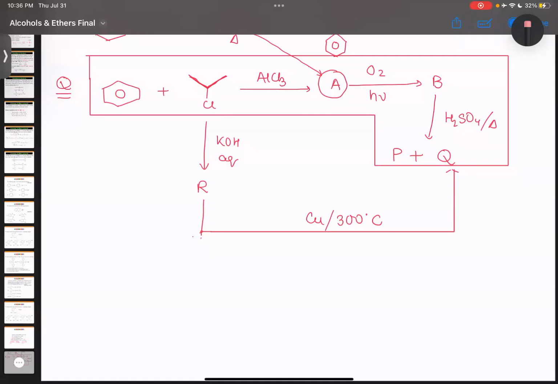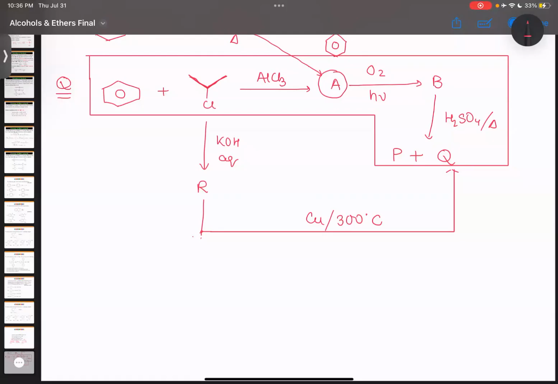So this, I hope, is clear to you, right? Yes. Next is... but which one is phenol and which one is acetone? That you need to figure out.